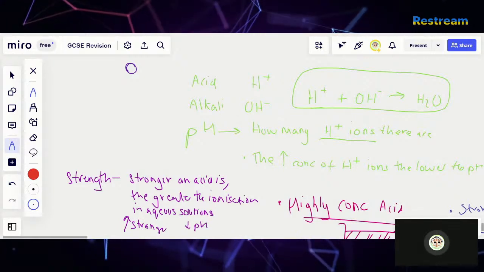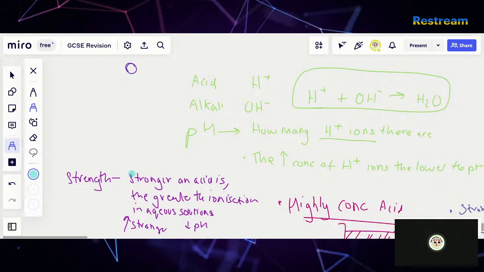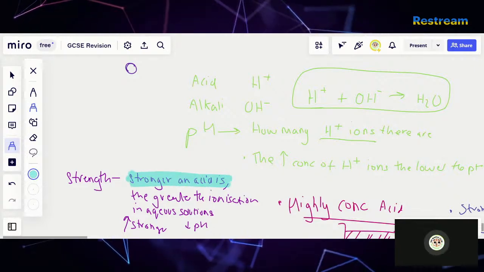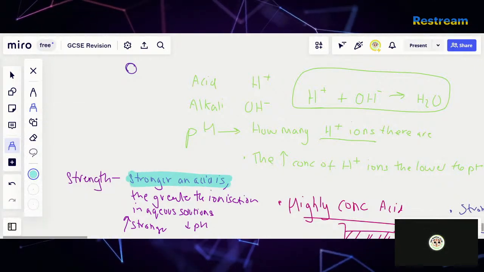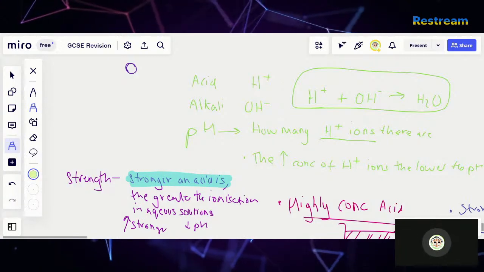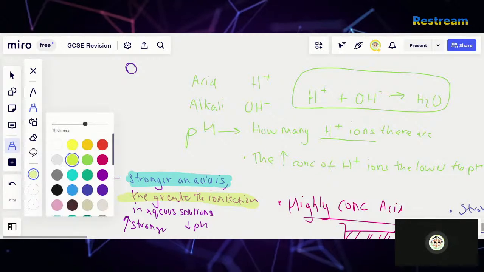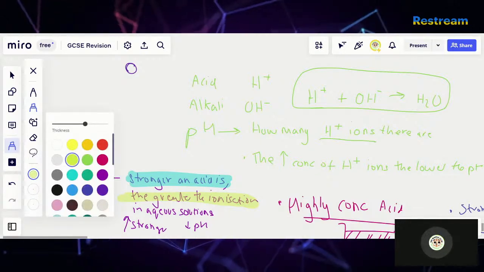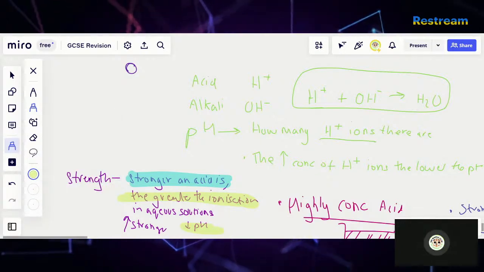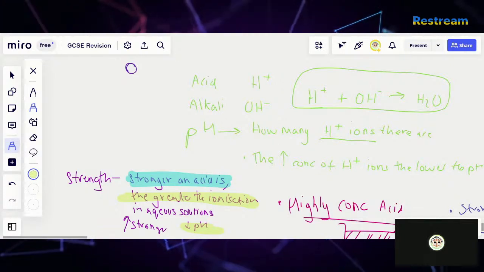So what we're doing here is we're linking the idea that the strength of an acid is all based on how the rates of the ionization are, and the greater the rates of the ionization, the lower the pH. So we're linking those three ideas.